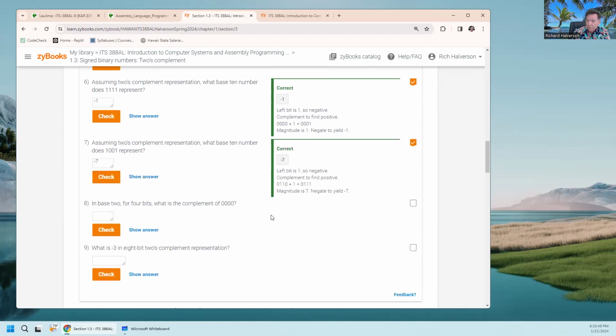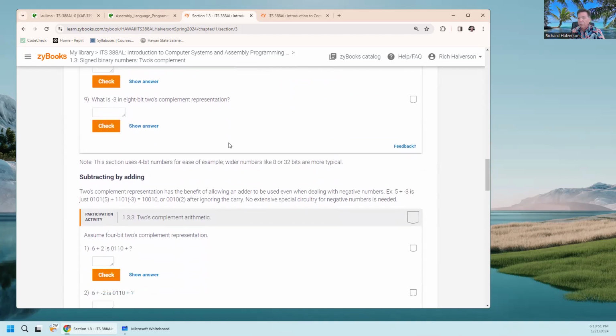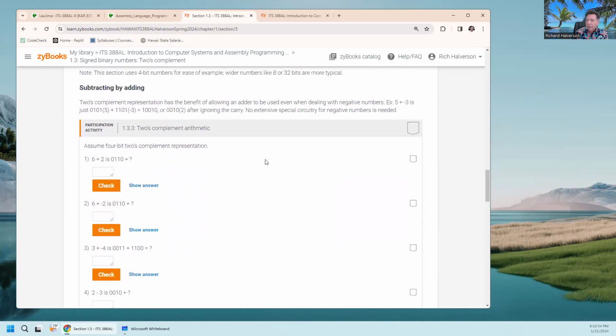Oh, yes, it is. Anyway, so you can do the rest of those. Subtracting by adding. Okay, so the way you do subtraction is, there's the subtrahend and the minuend, and you subtract the subtrahend from the minuend. What you do is take the second number and take the 2's complement of it, and then you add it.